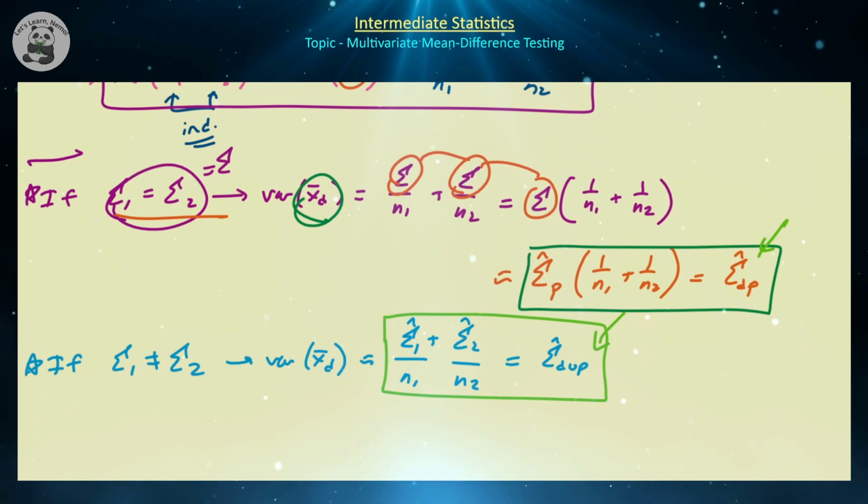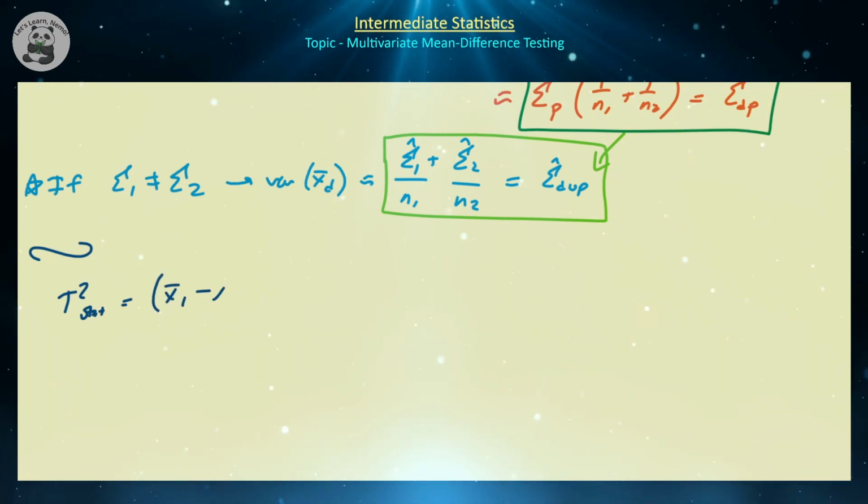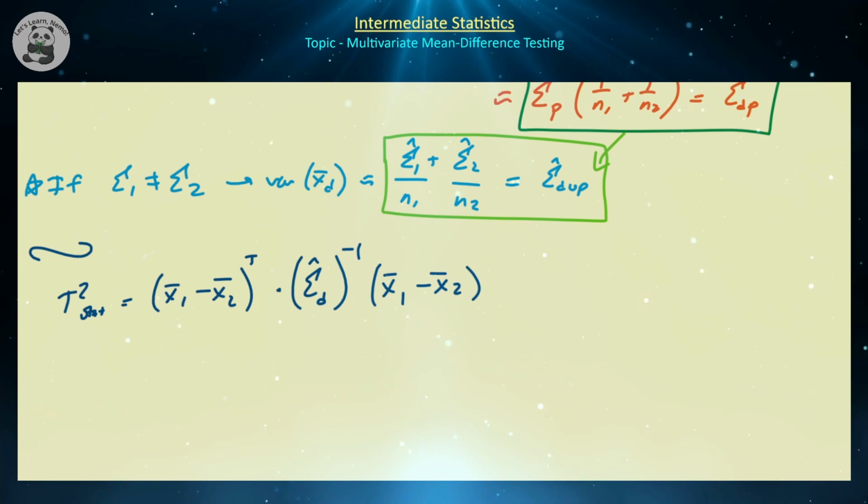From there, the rest is practically the same as the paired difference t-test in the single mean test. So our t-squared test statistic is just going to be equal to x bar 1 minus x bar 2, where those are your sample mean vectors, transposed, times the covariance matrix, let's just subscript that with d, inverse, and then x bar 1 minus x bar 2, which is as usual going to follow a chi-squared k distribution under reasonable conditions.